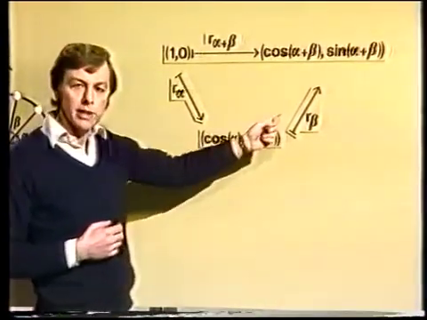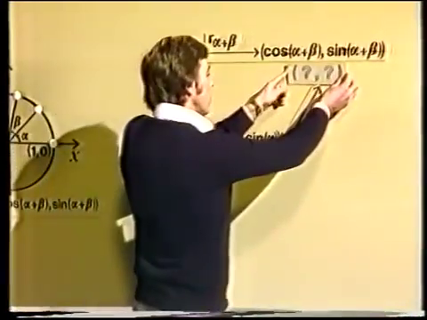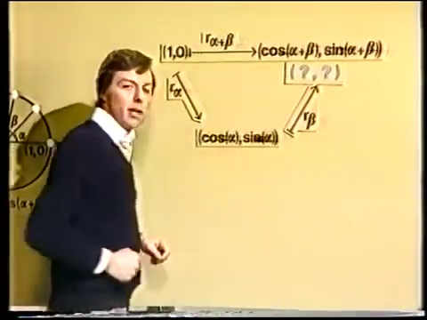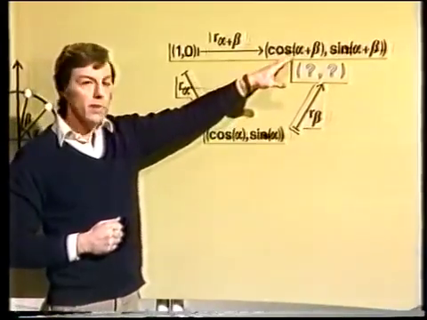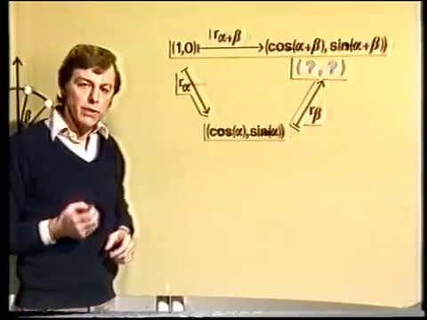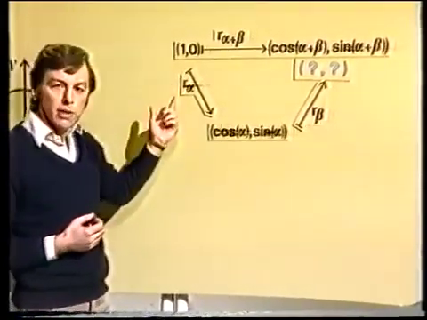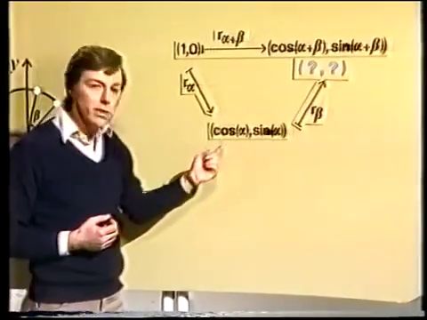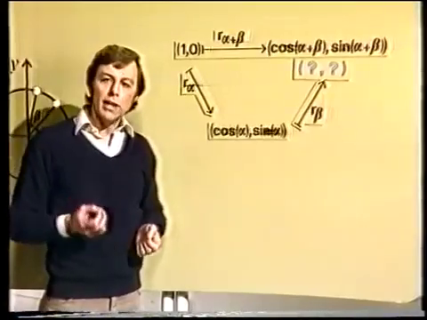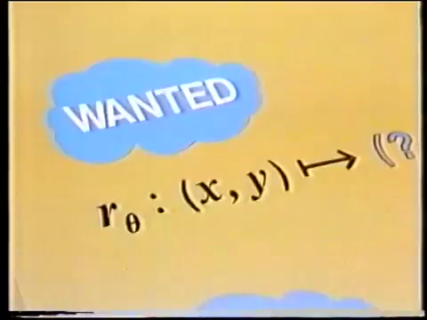Now, if we knew what coordinates r beta sent this point to, then we'd have an alternative form for the coordinates of this point. And it's this alternative form which will give us the formulas we want. Now, we know what a rotation does to (1, 0), but what does it do to these coordinates? Well, to tackle this problem, we'll have to find out what a general rotation through an angle theta does to a general point, (x, y).